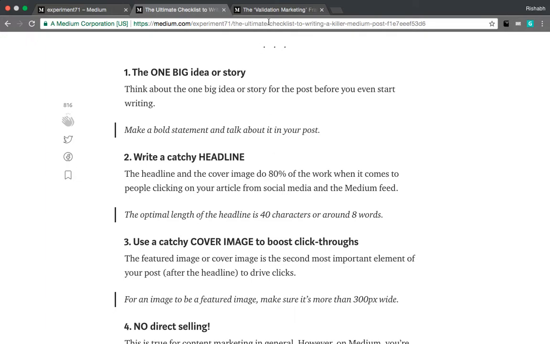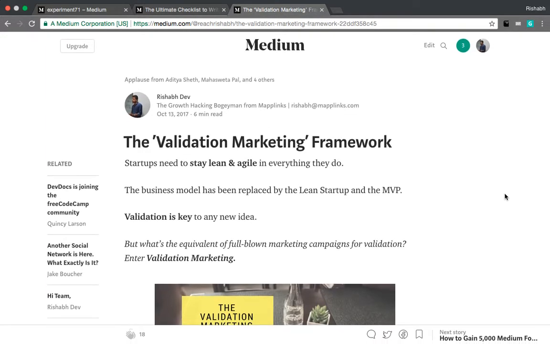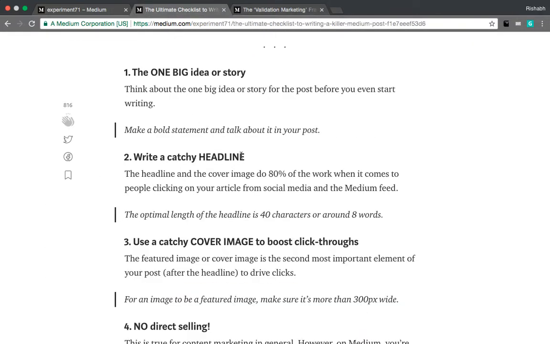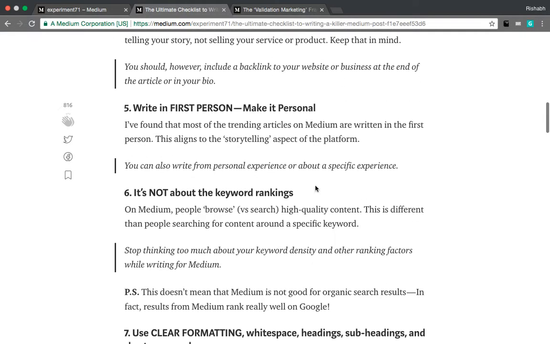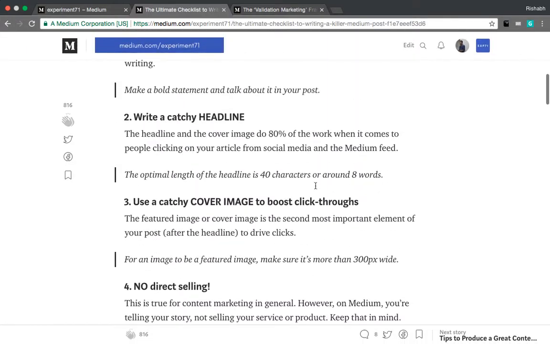Now, I'm going to take this example of the validation marketing framework, which I wrote about. This is a term I coined while working with startups and figuring out the need for marketing before growth hacking or digital marketing, before the startup has found product market fit. This is the marketing framework that any startup can use before they have product market fit. In fact, another framework is validation advertising, which any business can use before they have a full scale advertising model. In any case, this is the article that I'm going to use as an example, and I'm going to show you step by step how to implement all of these 10 points on the article itself.